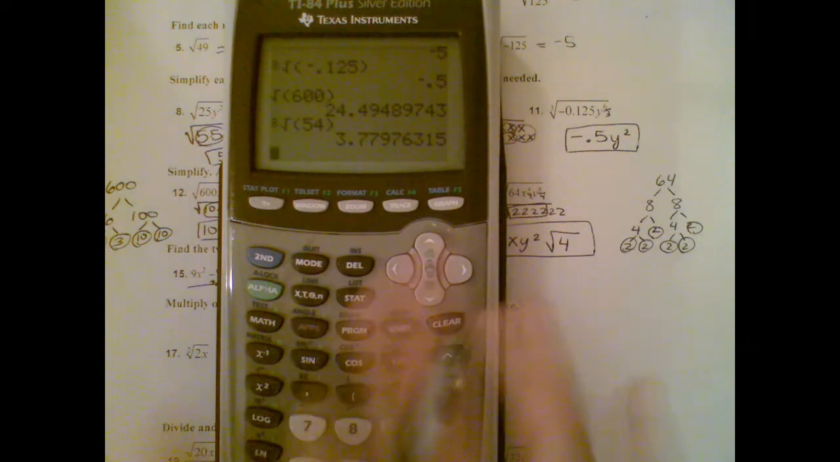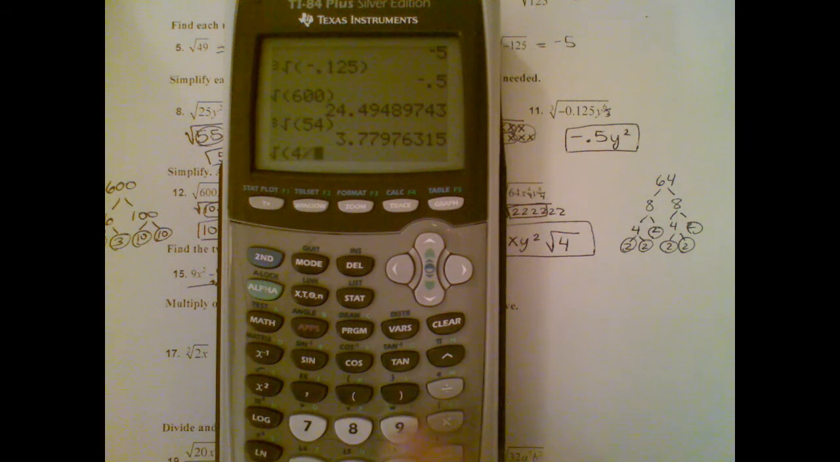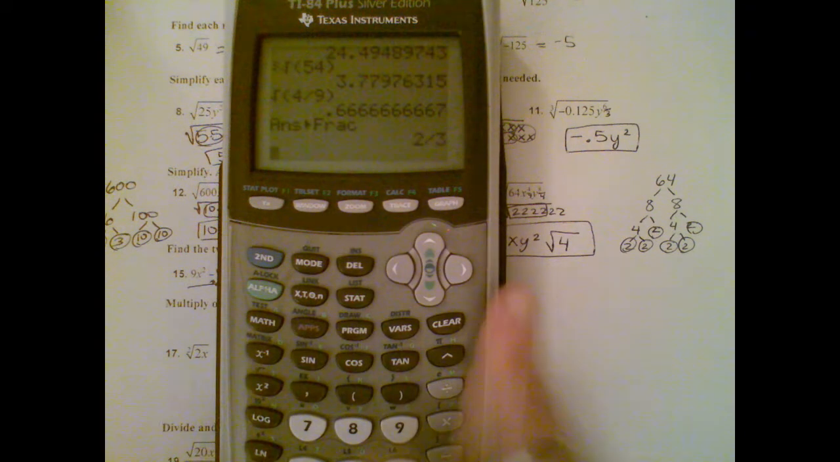Or we could have put that into our calculator and got that same answer. So to put in our calculator, 2nd, and then the square root, put 4 divided by 9, gives us a decimal. So go to math, fraction, enter, enter, and it gives us 2/3.